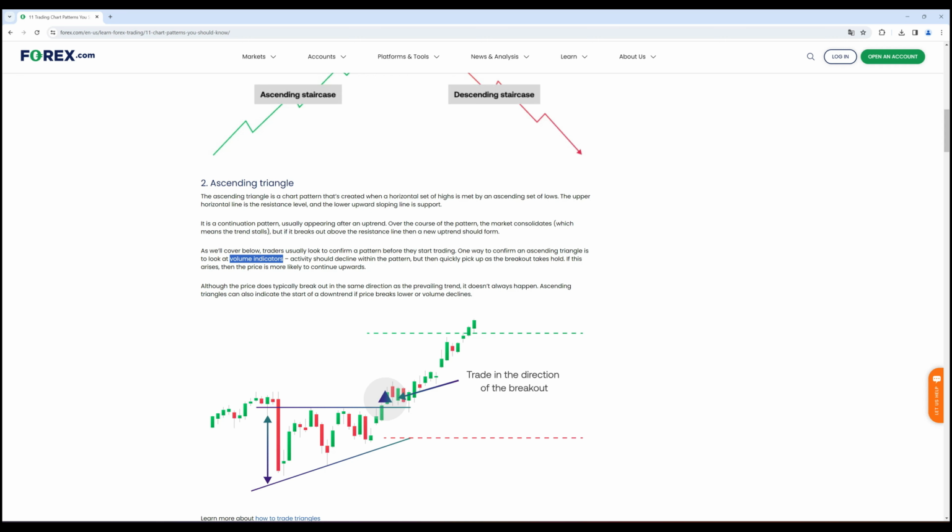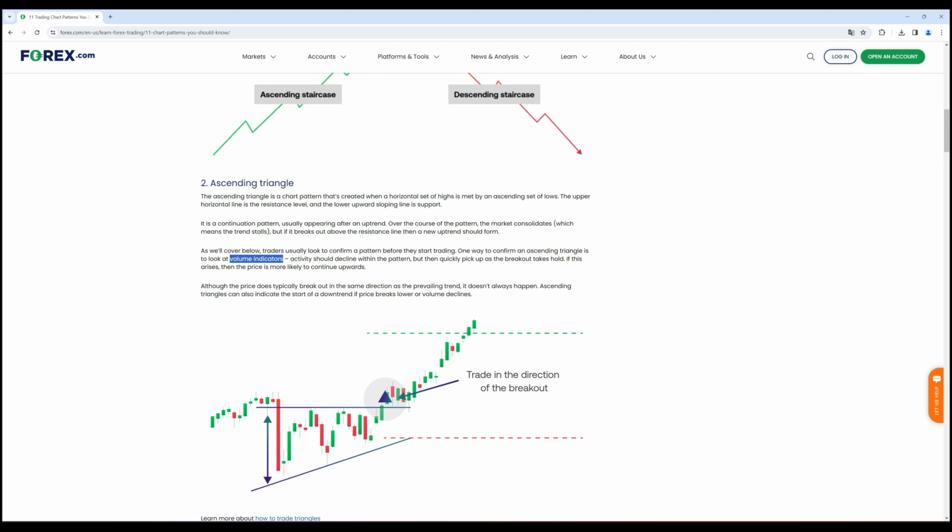This is pretty much the activity that should decline with the pattern, but then quickly pick up as a breakout takes hold. If this arises, then the price is more likely to continue upwards. Although the price doesn't typically break out in the same direction as the prevailing trend, it doesn't always happen.